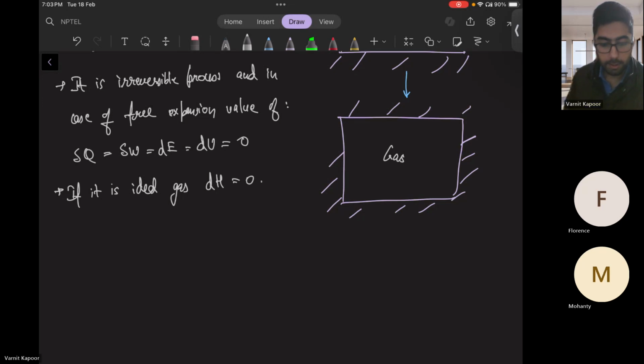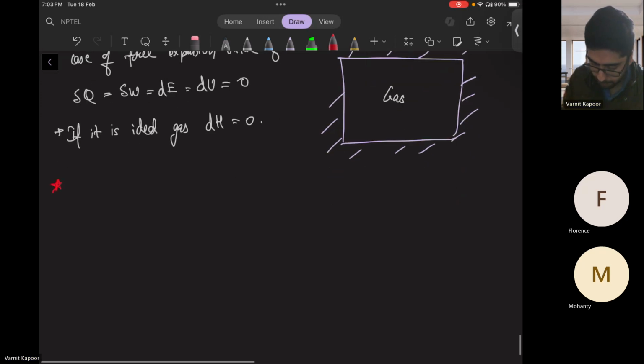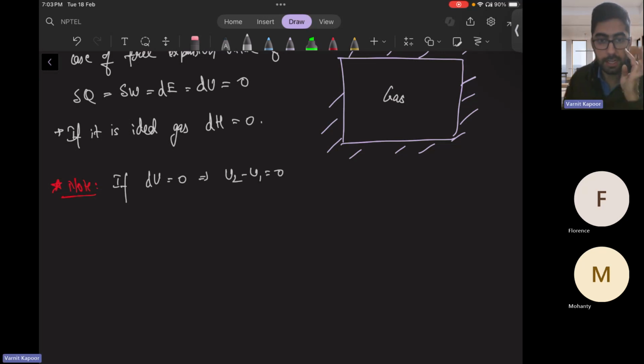All right. Now there is one important question that arises here. If dU is zero, change in internal energy is zero, we write it in the form of note. What I'm trying to say, if dU is zero, that means U2 minus U1 is equal to zero. Internal energy at final and initial position is the same. That means U2 is equal to U1.